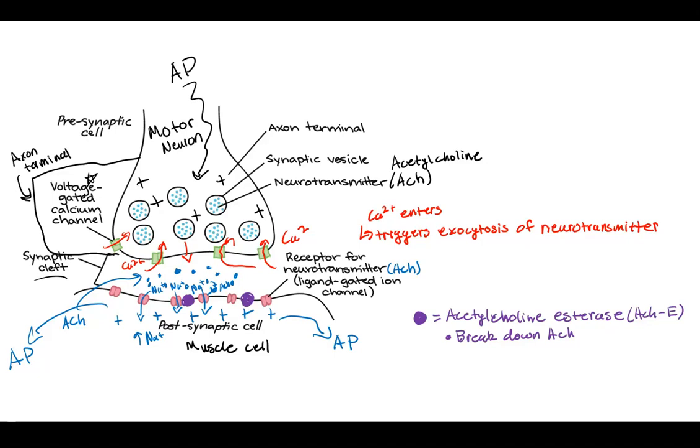If acetylcholine is removed from the synaptic cleft and the motor neuron stops firing action potentials, then we will stop having muscle contraction because there's no more acetylcholine to stimulate the muscle cell. Okay, so that's the events. Everything we just did, these are the events at the neuromuscular junction.